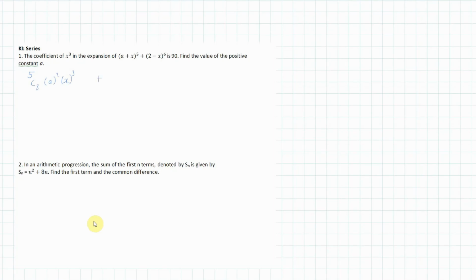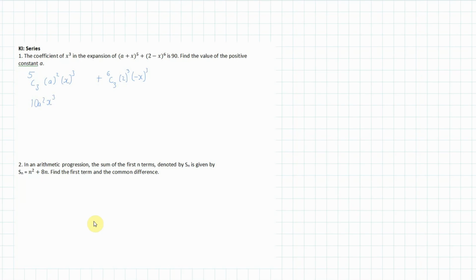And then you want to think about how do you get an x cubed with this next one. So it would be 6 choose 3, which means you're going to have 2 to the power of 3 multiplied by negative x to the power of 3. We know this is going to give us a coefficient of 90. Now 5 choose 3 is 10, so we get 10a squared x cubed.